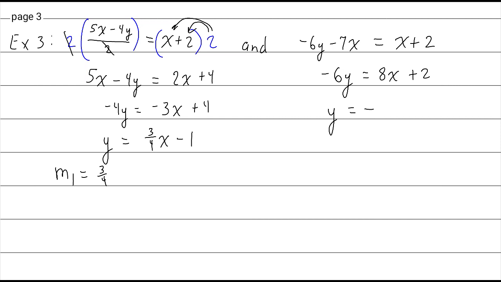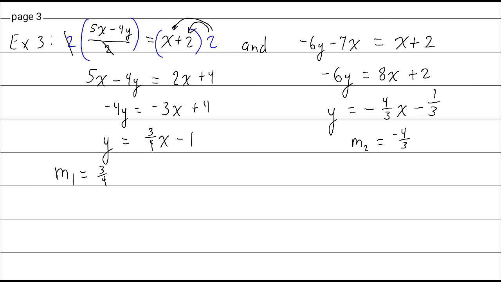8 over 6 can be simplified. 8 over 6 simplifies to 4/3 x. And then positive 2 divided by -6. Positive divided by negative is a negative. 2 over 6 can be simplified to 1/3. All right, so I look at my second slope, -4/3.